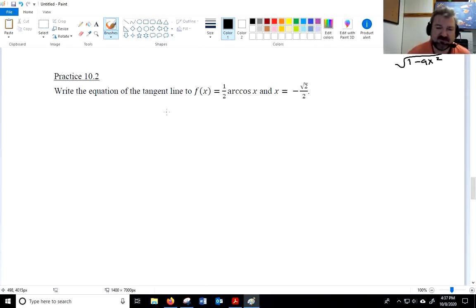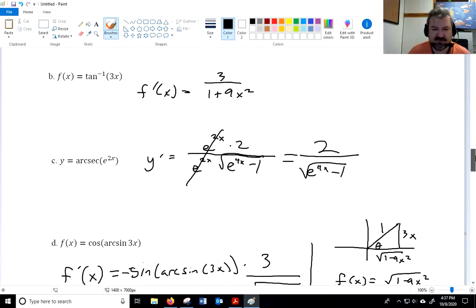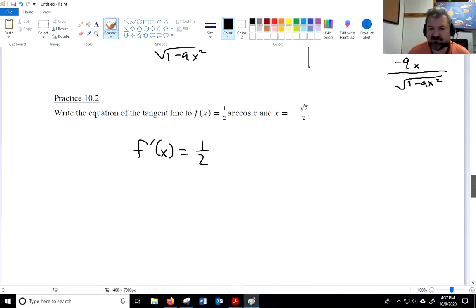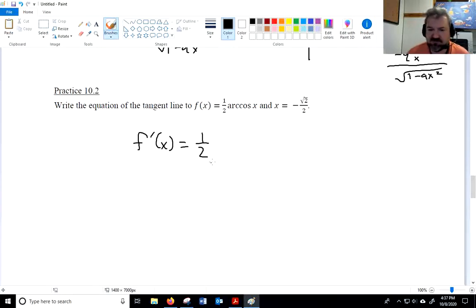Okay, so to find the equation of a tangent line, I need the slope and the point of tangency. So let's find the slope at the point of tangency. For that, we need the derivative. That's f prime of x is equal to 1/2. Now the derivative of arccosine, we didn't have any arcs earlier that were like that, did we? Okay, so this is our first arccosine. Let's be careful. That's the same formula as arcsine. It just has a negative. So I'll put the negative right there.